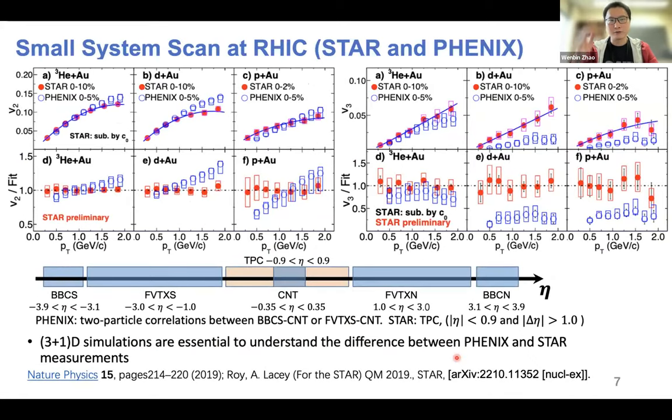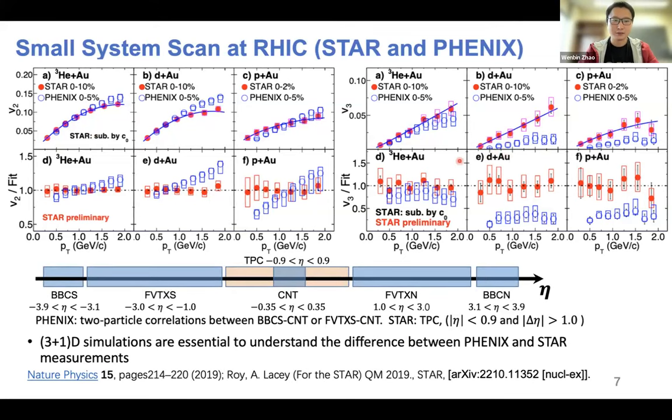In this section, I will focus on the small systems. For example, this is the measurement of the collectivity v2 and v3 in p-gold, d-gold, and helium-3-gold collisions at RHIC energies. Here, the filled points are the measurement from STAR, and the open points are the measurement from PHENIX. We clearly see that for v2, the STAR and PHENIX measurements are consistent with each other.